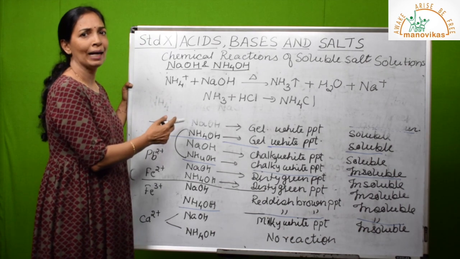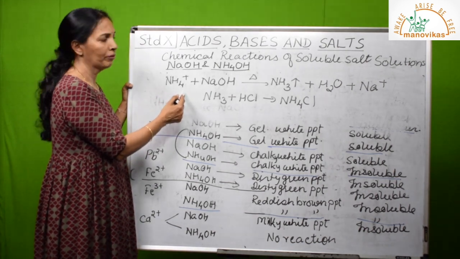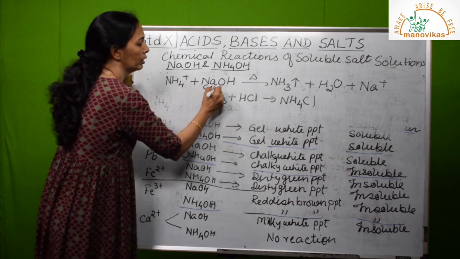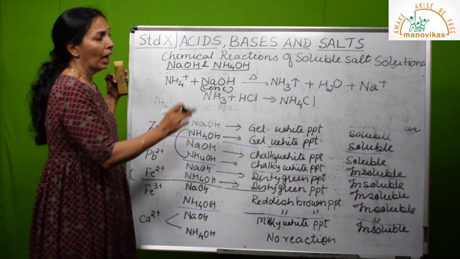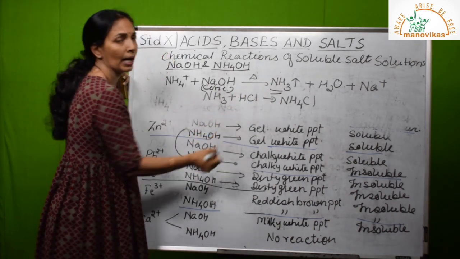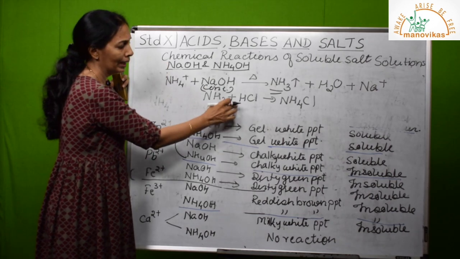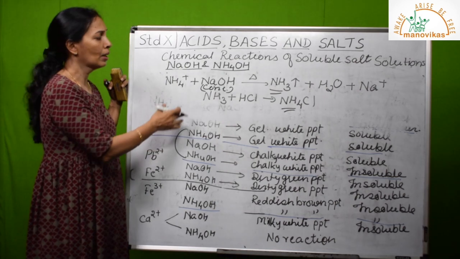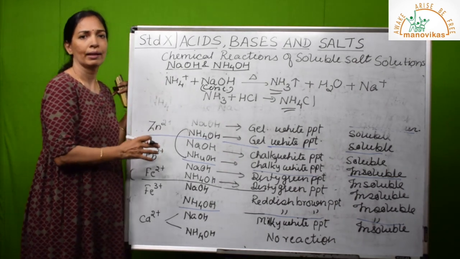The next cation is a non-metallic cation, the ammonium ion. Now this ammonium ion can be identified by treating with concentrated sodium hydroxide. It will give ammonia gas and other byproducts. Now this ammonia gas is identified by its smell. If you bring a glass rod dipped in HCl, it will give dense white fumes of ammonium chloride. This is how you can identify the ammonium ion. So these are all cations.